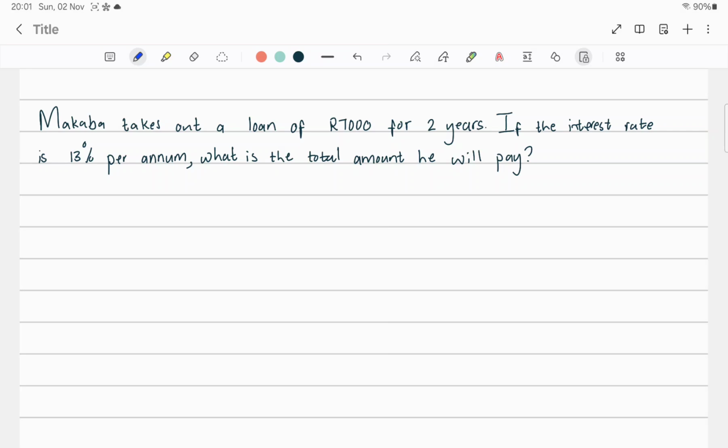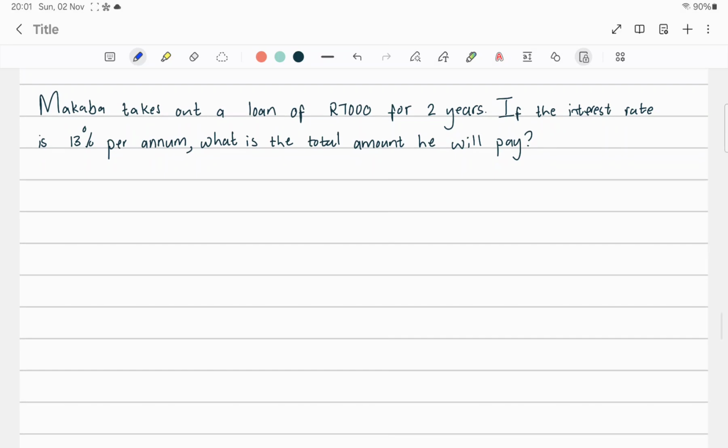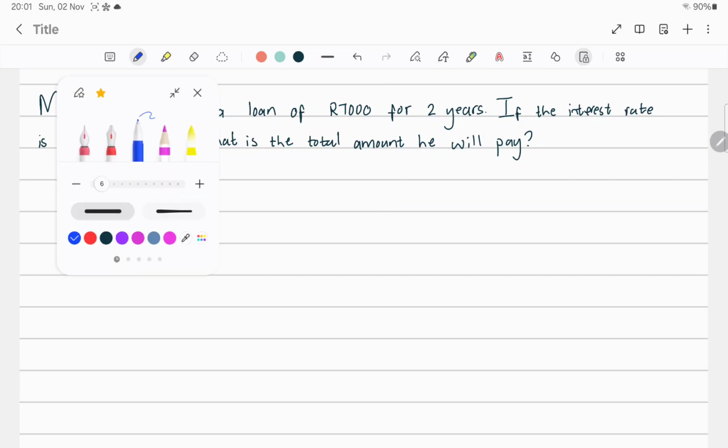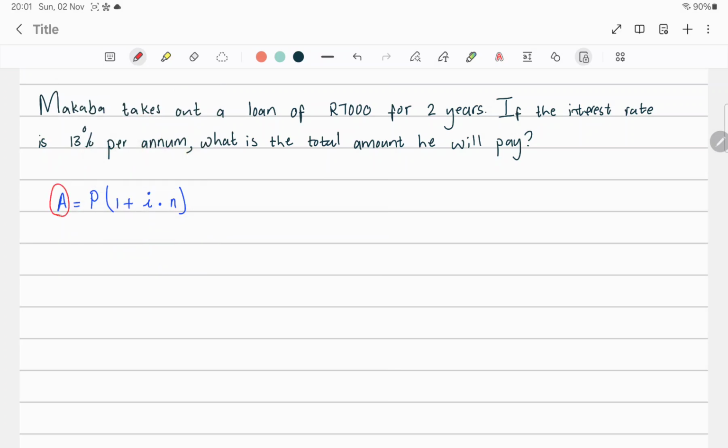So from the get-go, what should come to mind is the formula to calculate loans with simple interest. A is equal to P, open bracket, 1 plus i times n, where the dot means times. And from this equation, this A, this is your final amount. It has a name, but for now let's call it the final amount.